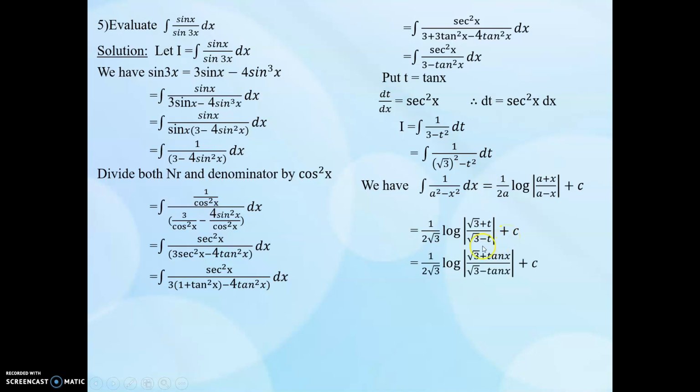So you can replace this t. What is the substitution for t here? t is tan x. So we are substituting that. So 1 upon 2 root 3 log mod root 3 plus tan x upon root 3 minus tan x plus c. So therefore integral sin x upon sin 3x dx is equal to 1 upon 2 root 3 log mod root 3 plus tan x upon root 3 minus tan x plus c.